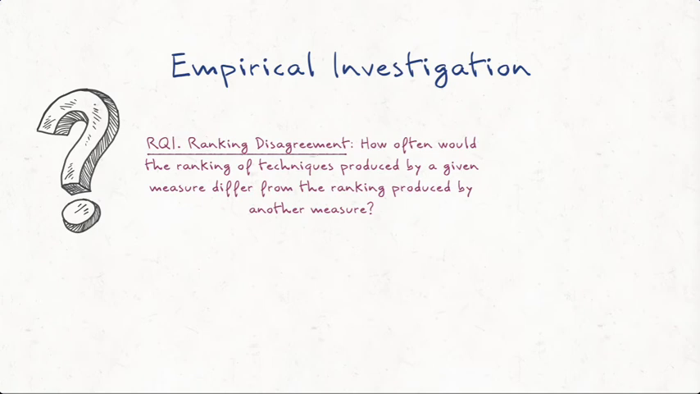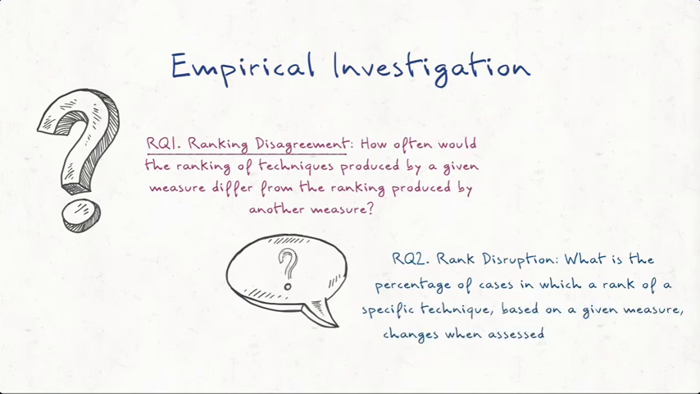Now, if the rank disagreement of a given measure is high, this would suggest that there's a non-trivial error when using different measures. Our second research question analyzes this error at a finer grain to gather further insights on the extent to which these rankings differ. So we investigate the rank disruption, which describes the percentage of cases in which a rank of a specific technique, based on a given measure, changes when assessed using the other measures.